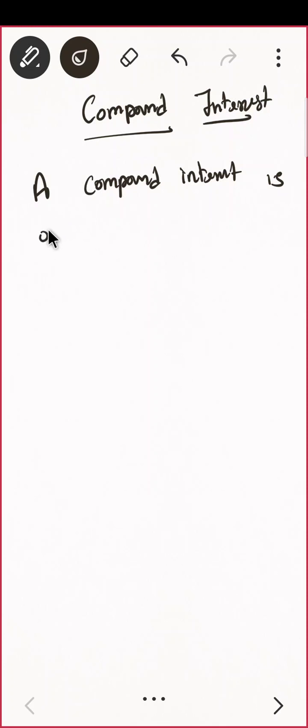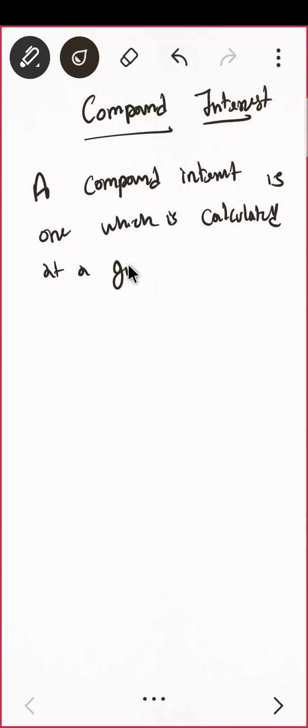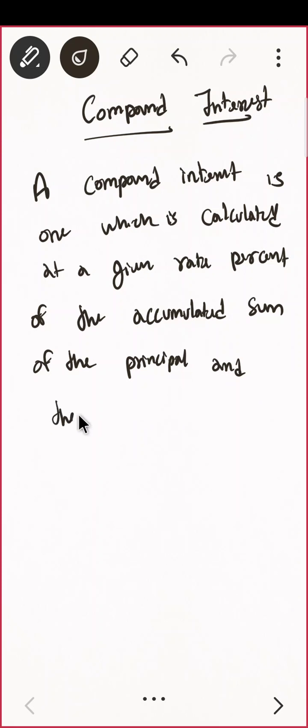is one which is calculated at a given rate percent of the accumulated sum of principal and the earlier interest also, and the earlier interest. Okay.